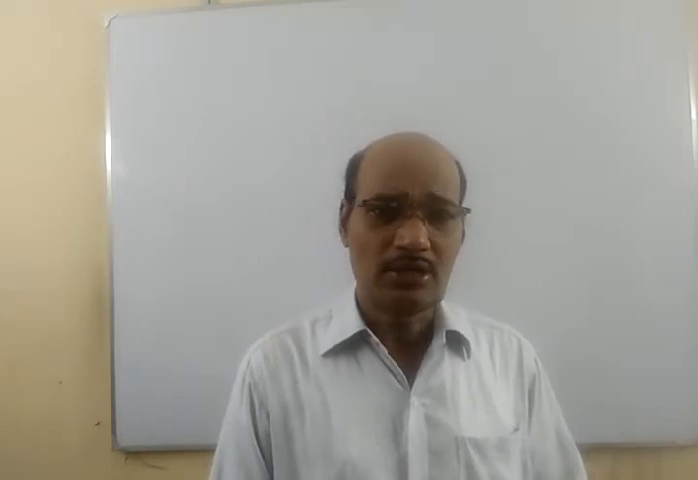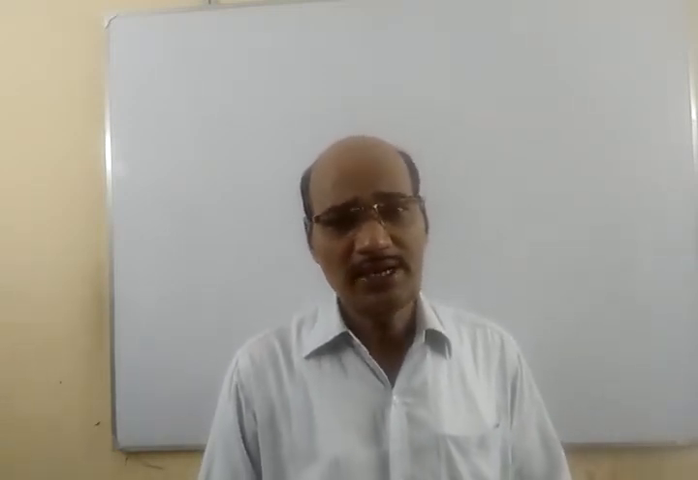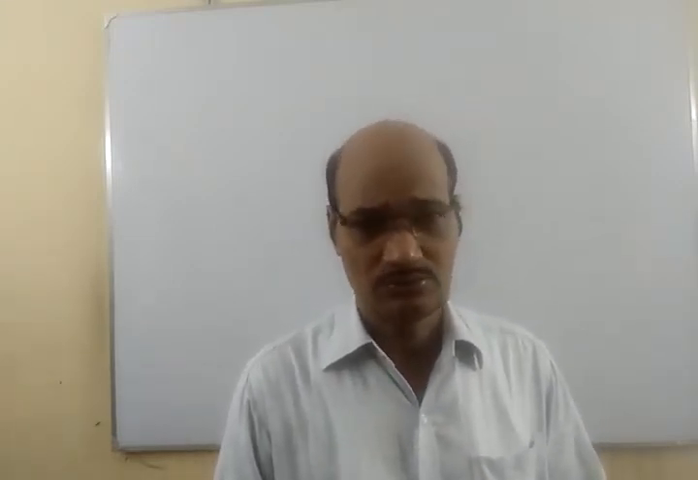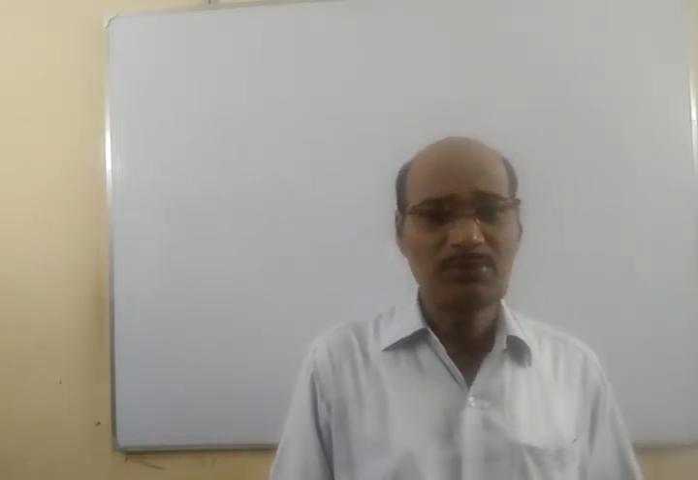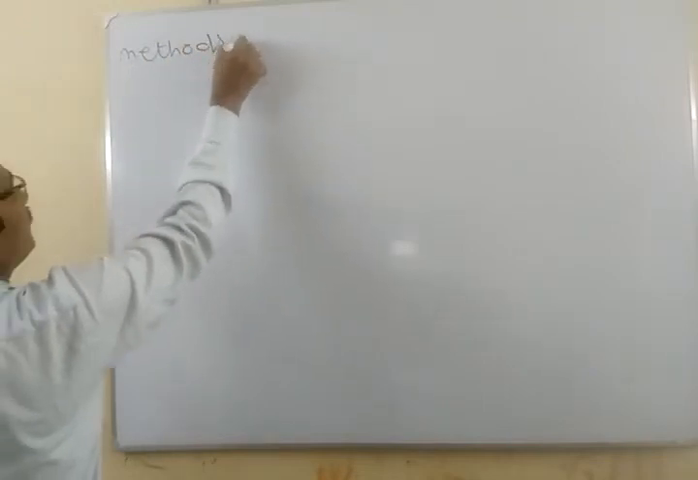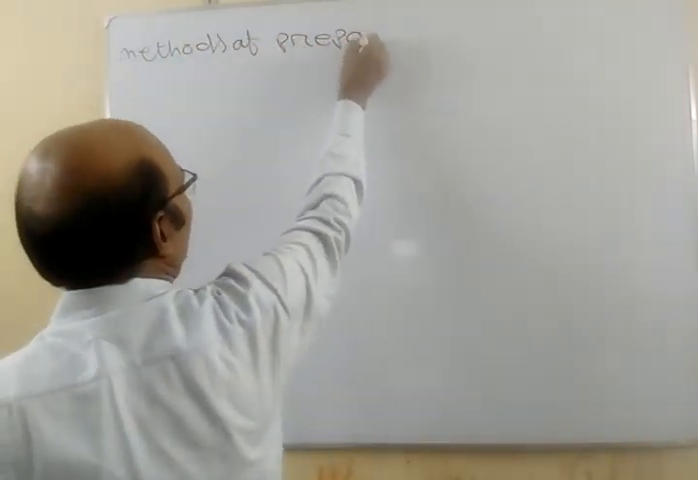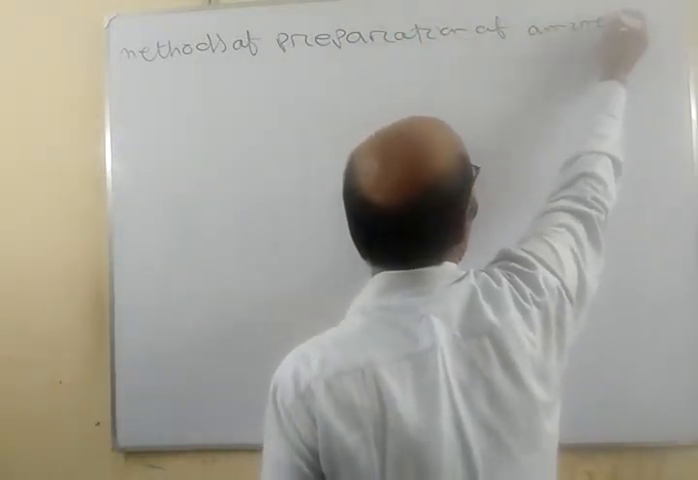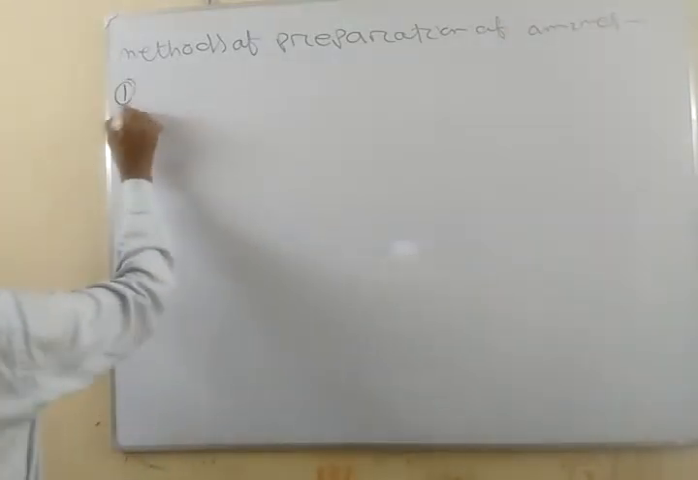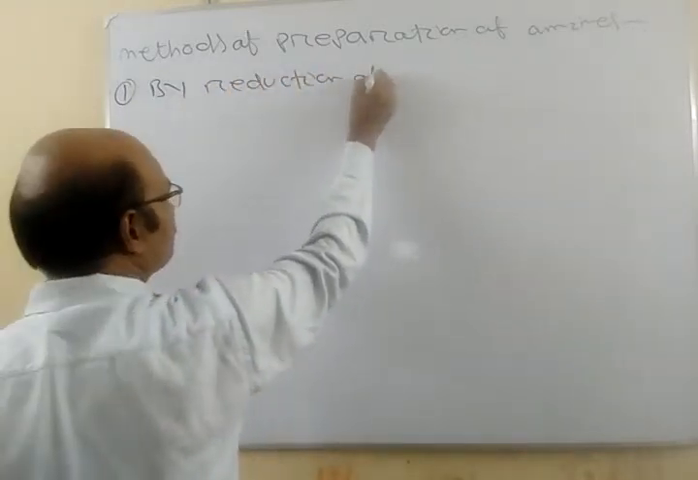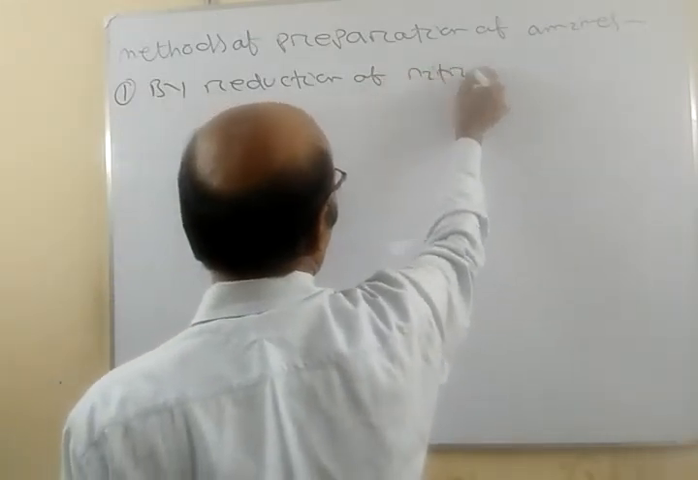And similarly, we can go for catalytic reduction. There we will use nickel or platinum and palladium with the H2 molecule. That will undergo catalytic reduction. Okay, so let us discuss how we can prepare the amines from nitro compounds. Methods of preparation of amines. Number one, by reduction of nitro compounds.